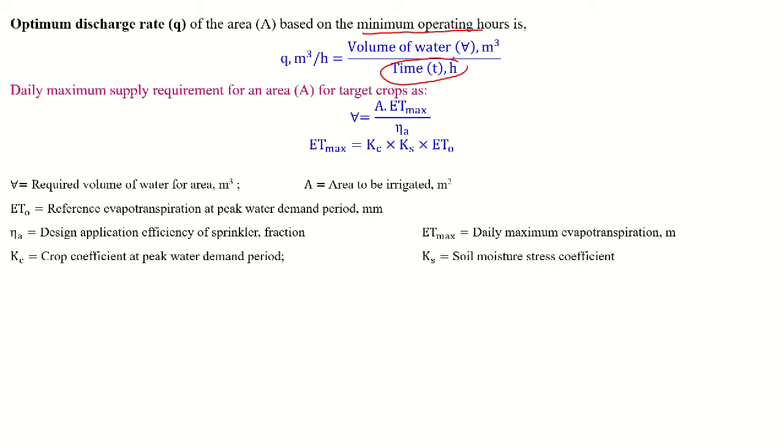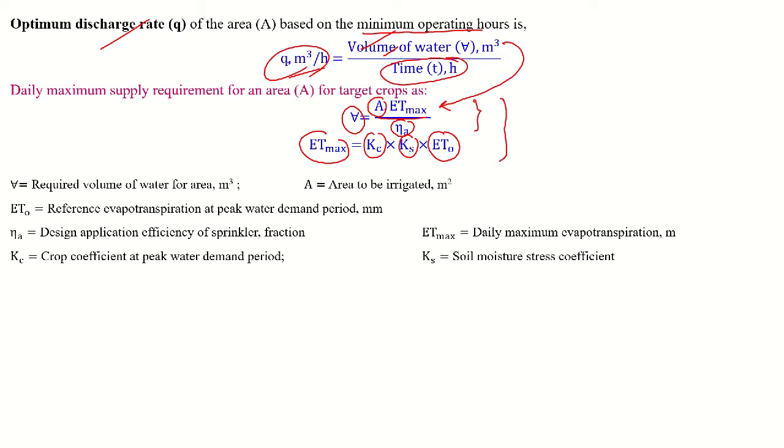If you know the time and you know the volume of water coming from your system, you can get the discharge. That is your total optimum discharge rate. Based on your crop water demand, we also estimate the volume. For this volume you can estimate the Kc factor, the crop coefficient, soil stress and reference evapotranspiration of your crop. If you know these parameters, we can multiply with the area and application efficiency. With this formula, we can get the total volume of water, and if you know the time, you can estimate the simple discharge, the optimum discharge for your area.